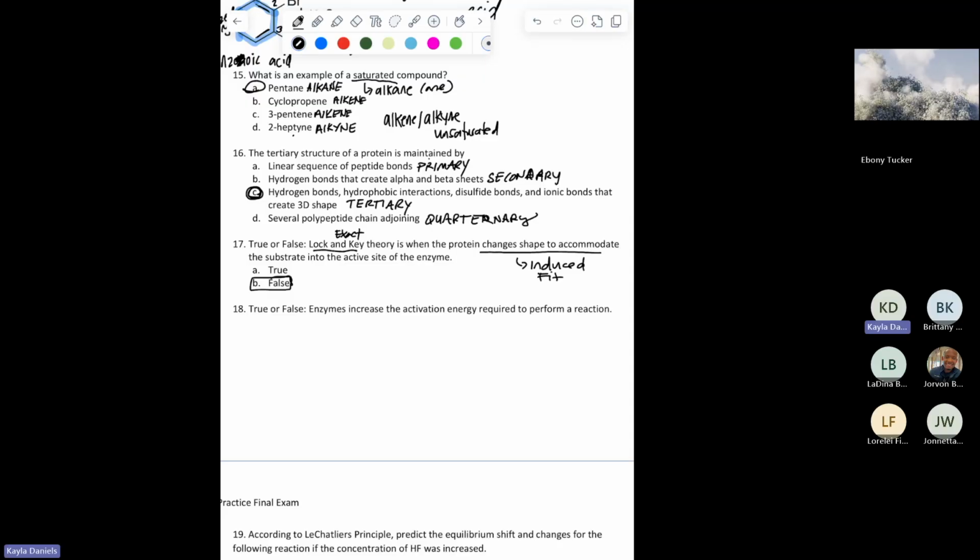18, true or false, enzymes increase the activation energy required to perform a reaction. This is also false. They decrease the activation energy.